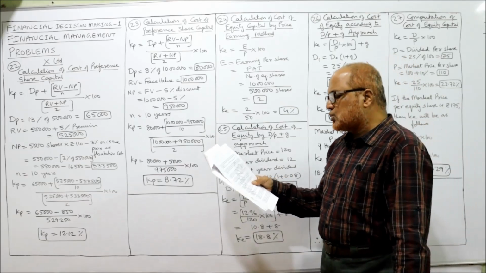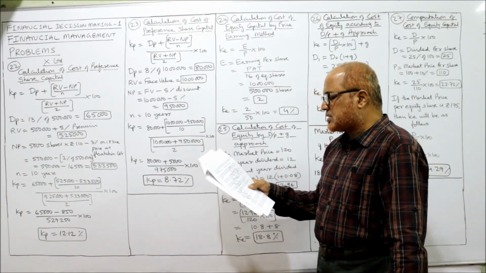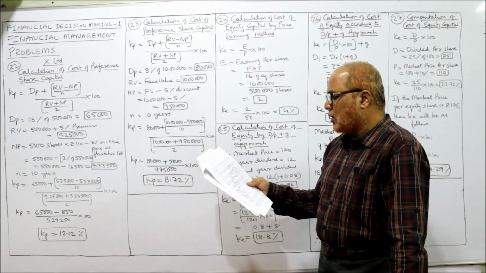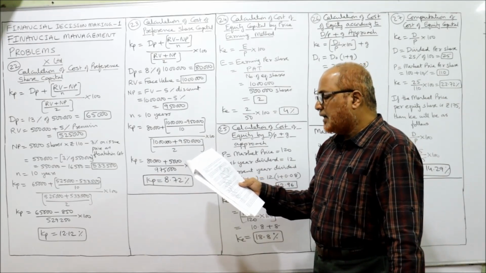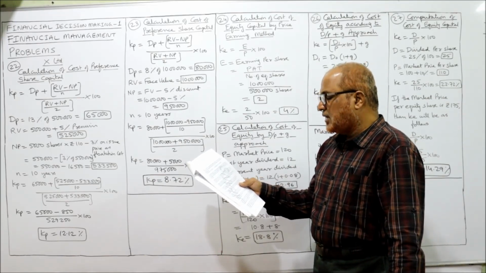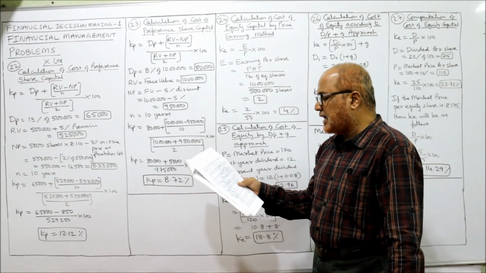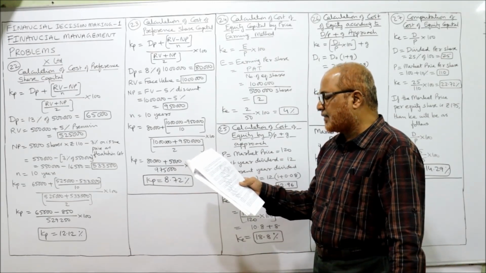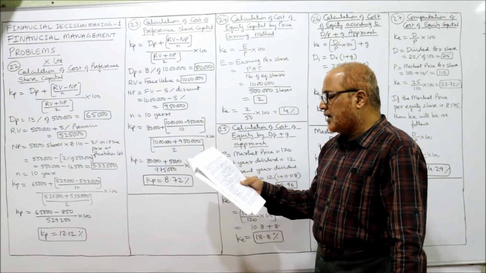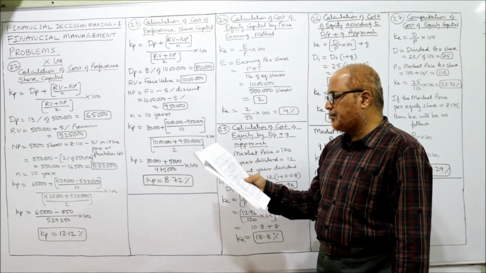A company issues 10,000 8% preference shares of rupees 100 each at a discount of 5%, redeemable at the end of the 10th year from the year of issue. Calculate cost of preference capital.